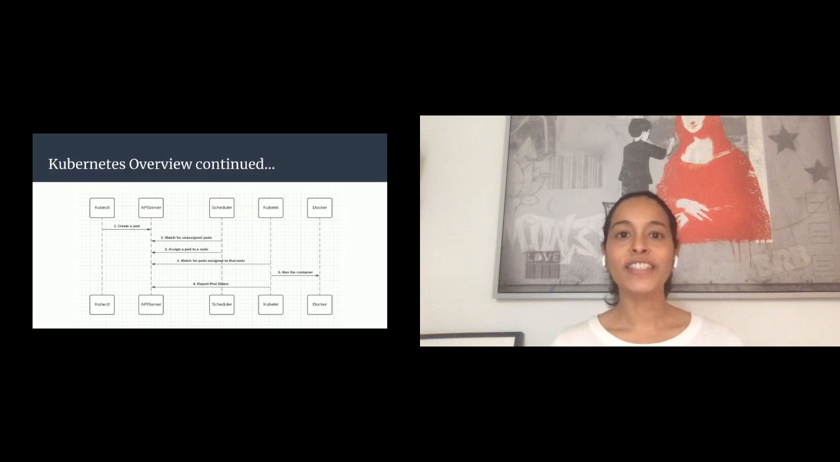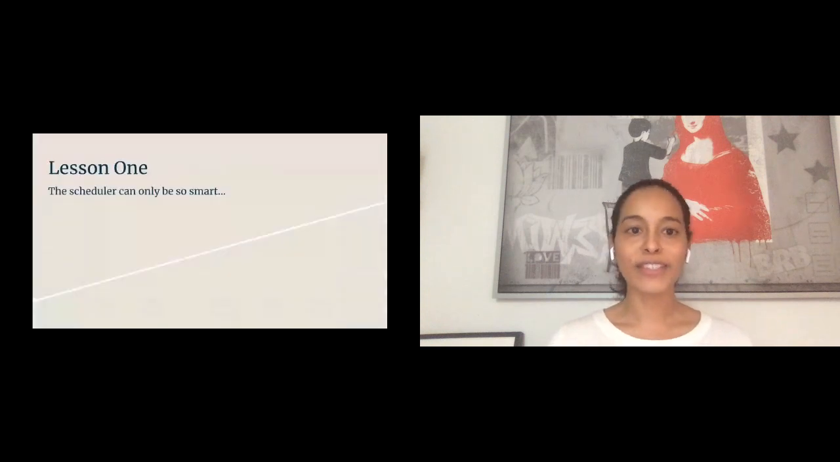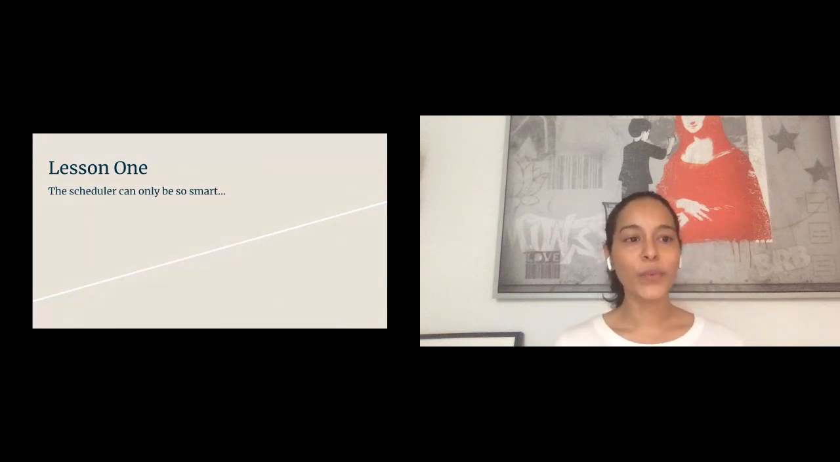Having gone into the brief overview of Kubernetes, now let's jump into the first lesson. The first lesson is that the scheduler can only be so smart.